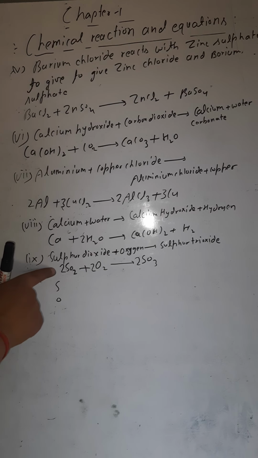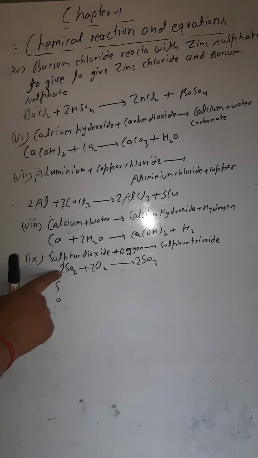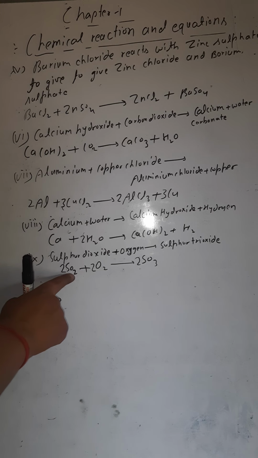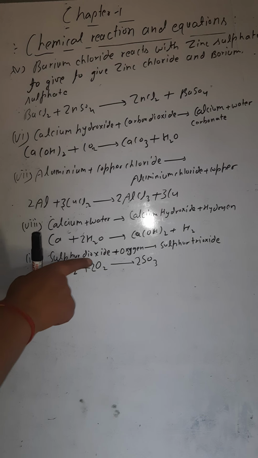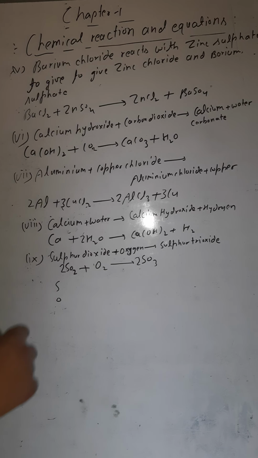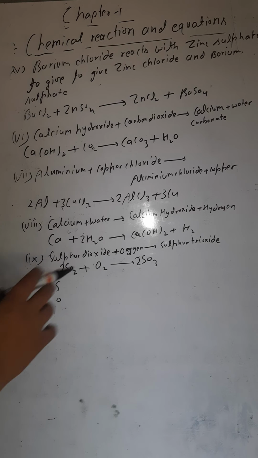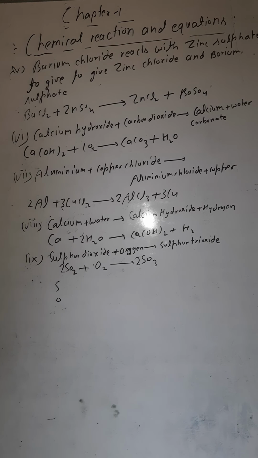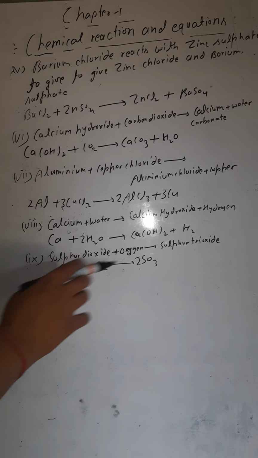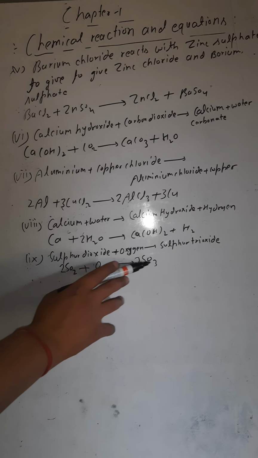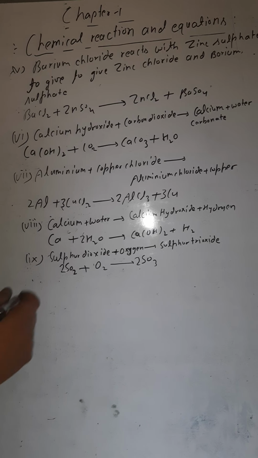Okay, let's do one thing. This 2 I am going to remove. Now look at oxygen, 4 plus 2, 6 oxygen, and 3 to the 6 oxygen there, sulfur also 2, sulfur also. Yeah, it's balanced now. Sulfur 2, oxygen 4 plus 2, 6, and here 3 to the 6 oxygen. All are balanced. Now the last one, that will be the 10th one.